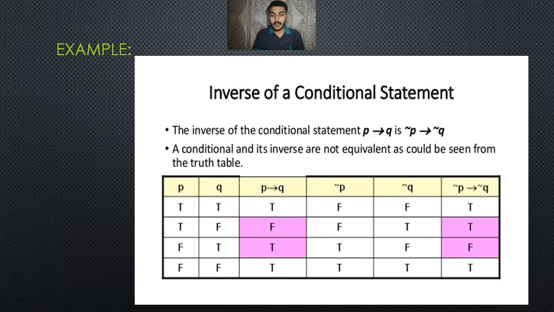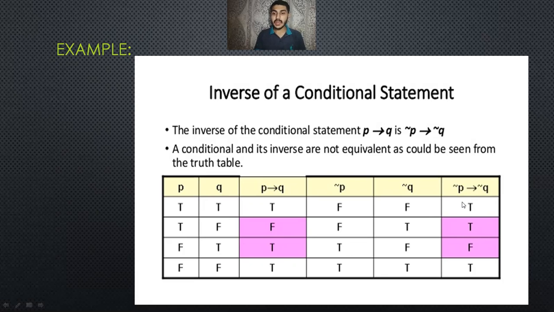So negation we are taking of P. True will be false. Here also true will be false. False will be true. Here also false will be true. And negation Q, same process. True will be false. False will be true. True will be false. False will be true.